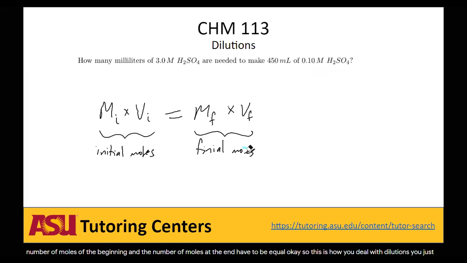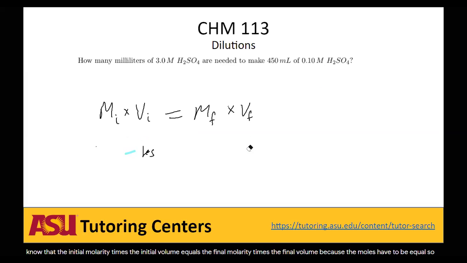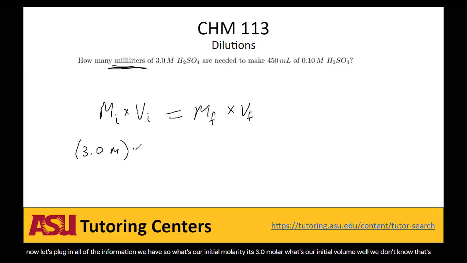So now let's plug in all of the information we have. So what's our initial molarity? It's 3.0 molar. What's our initial volume? Oh, well, we don't know. That's what we're trying to find. So I'm just going to leave it. What's our final molarity? It's 0.10 molar. And what's our final volume?